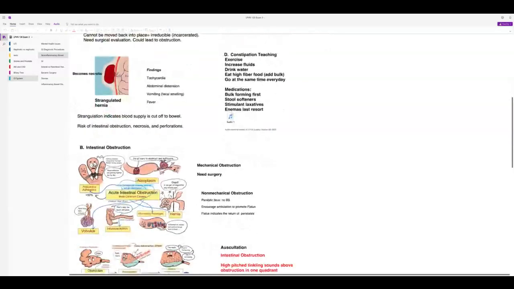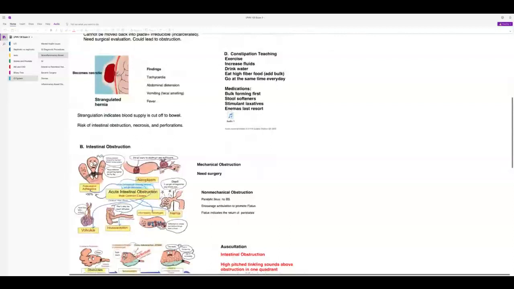And I'm going to teach you some of the cardinal signs of intestinal obstruction. So there's 2 types of intestinal obstruction. One is mechanical, so they're going to need surgery. And what I mean by mechanical are all these, strangulated hernias, adhesions, things like that, okay? Non-mechanical obstruction is like a paralytic ileus, so they're not passing flatus. They don't have bowel sounds.